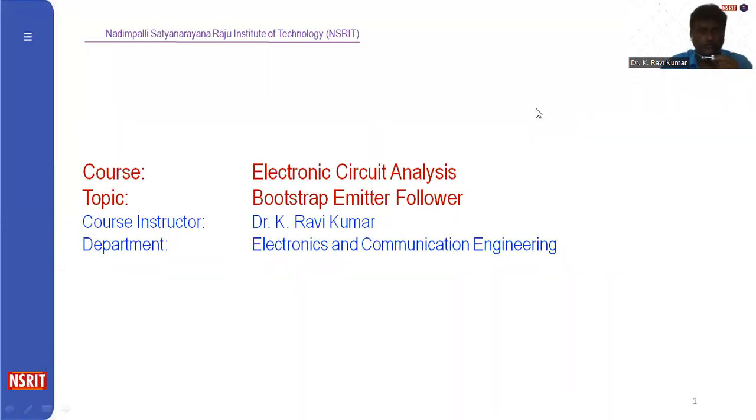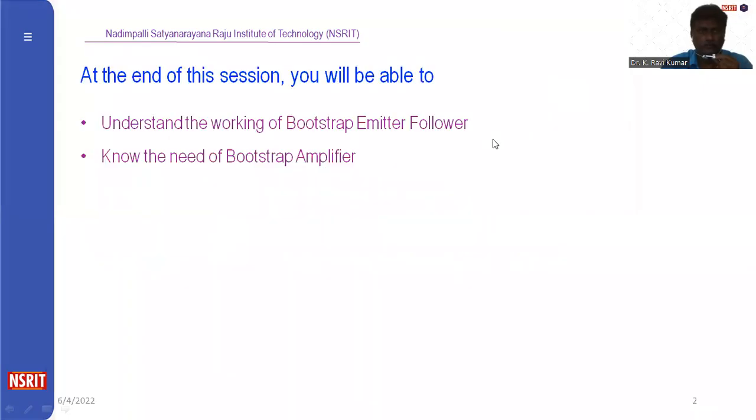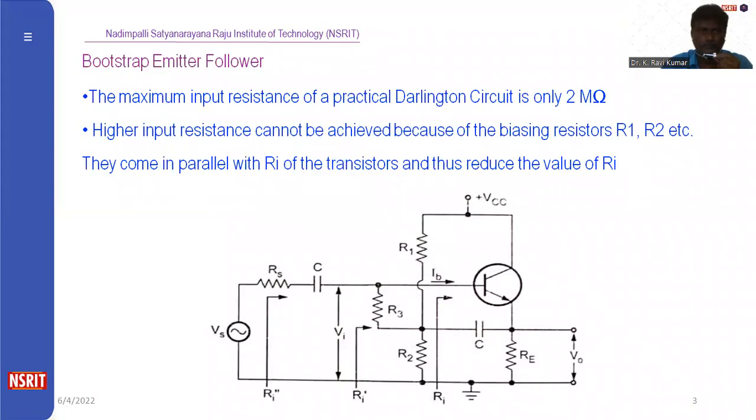Today I would like to explain the Bootstrap Emitter follower. At the end of the session, you will be able to understand the working of the Bootstrap Emitter follower and know the need of the Bootstrap Emitter follower. The maximum input resistance of a practical Darlington circuit is only 2 megaohms.